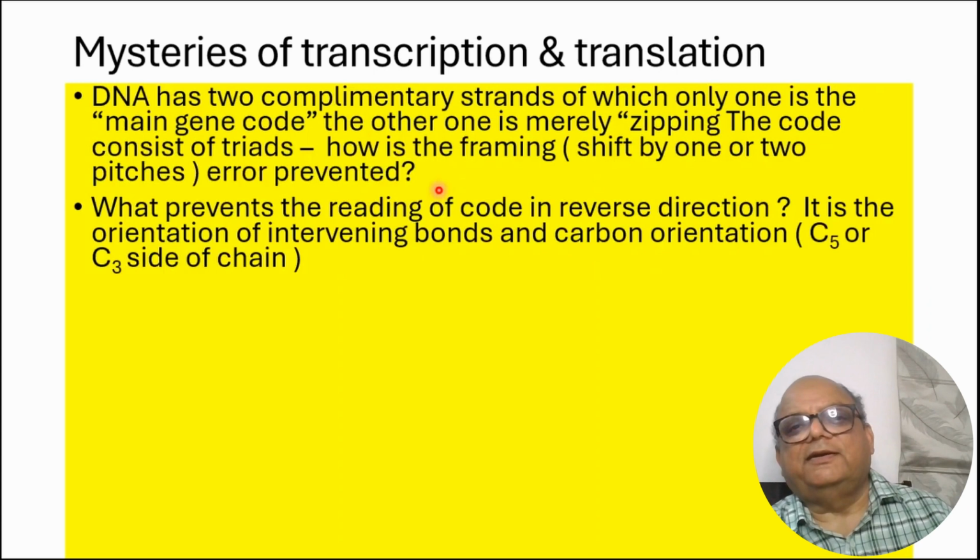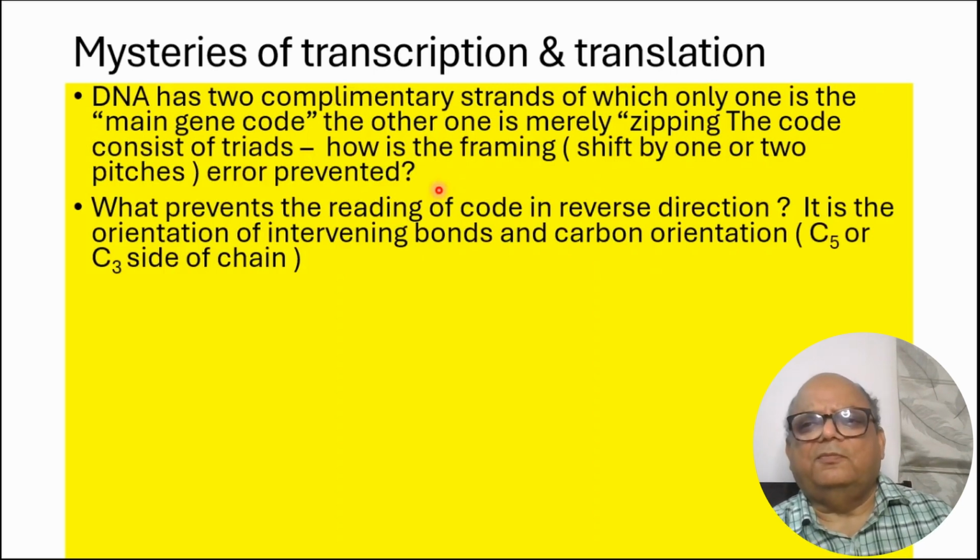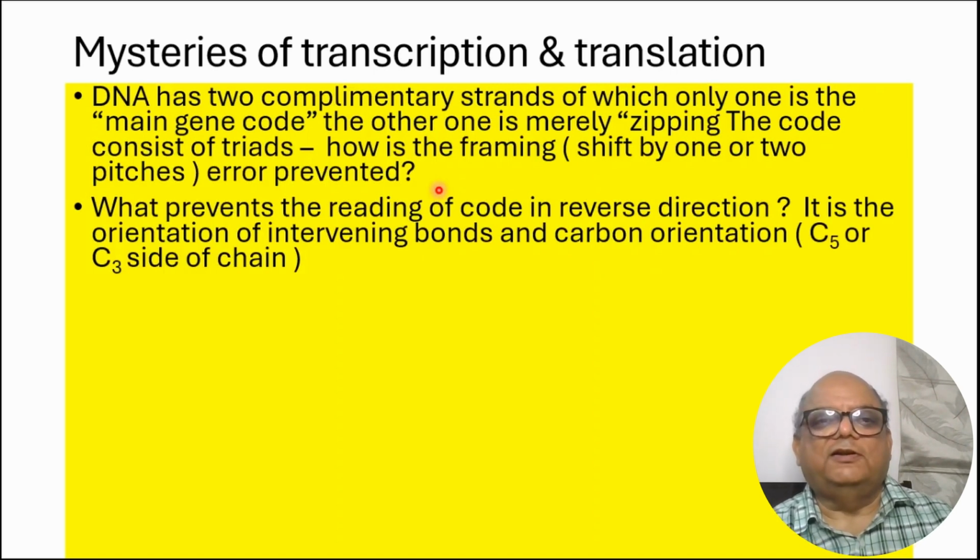Instead of front to back, you start reading from the reverse side. The code will mean something else, obviously. Now, of course, our biochemistry people tell us that there is a C5 carbon and a C3 side of the chain. So one is the forward side, the other is the reverse side. So it knows how to align so that it aligns in the correct direction.